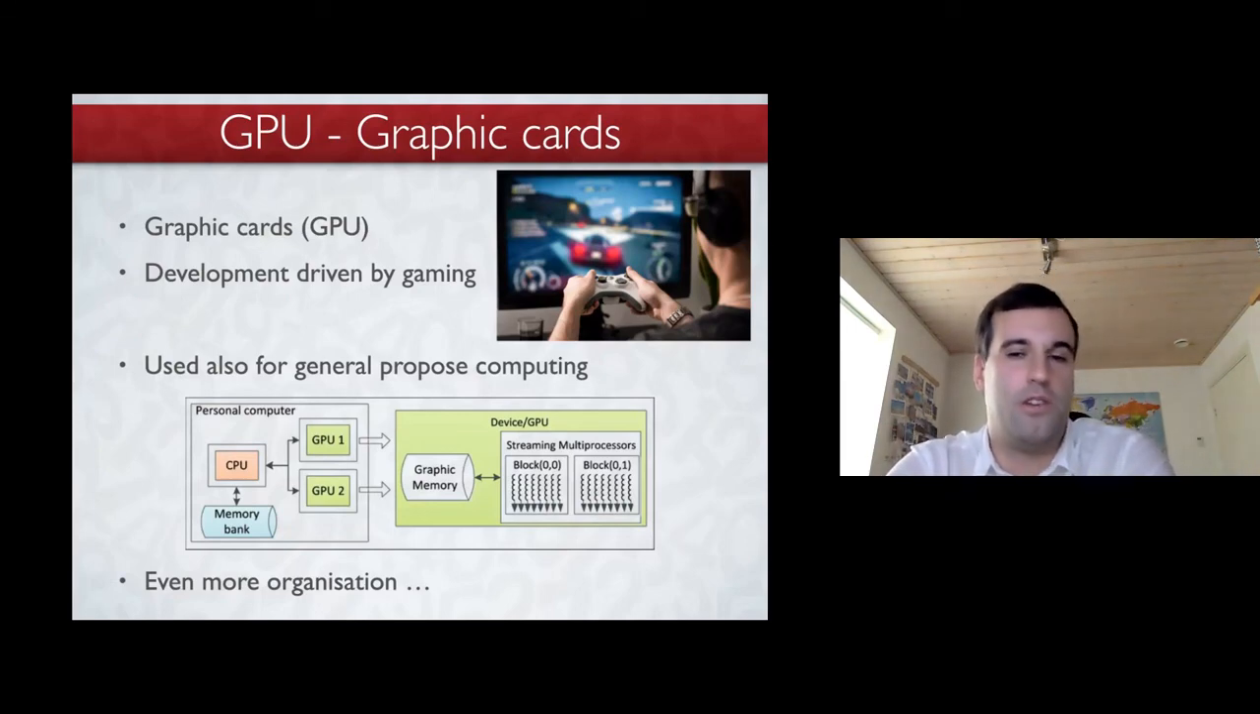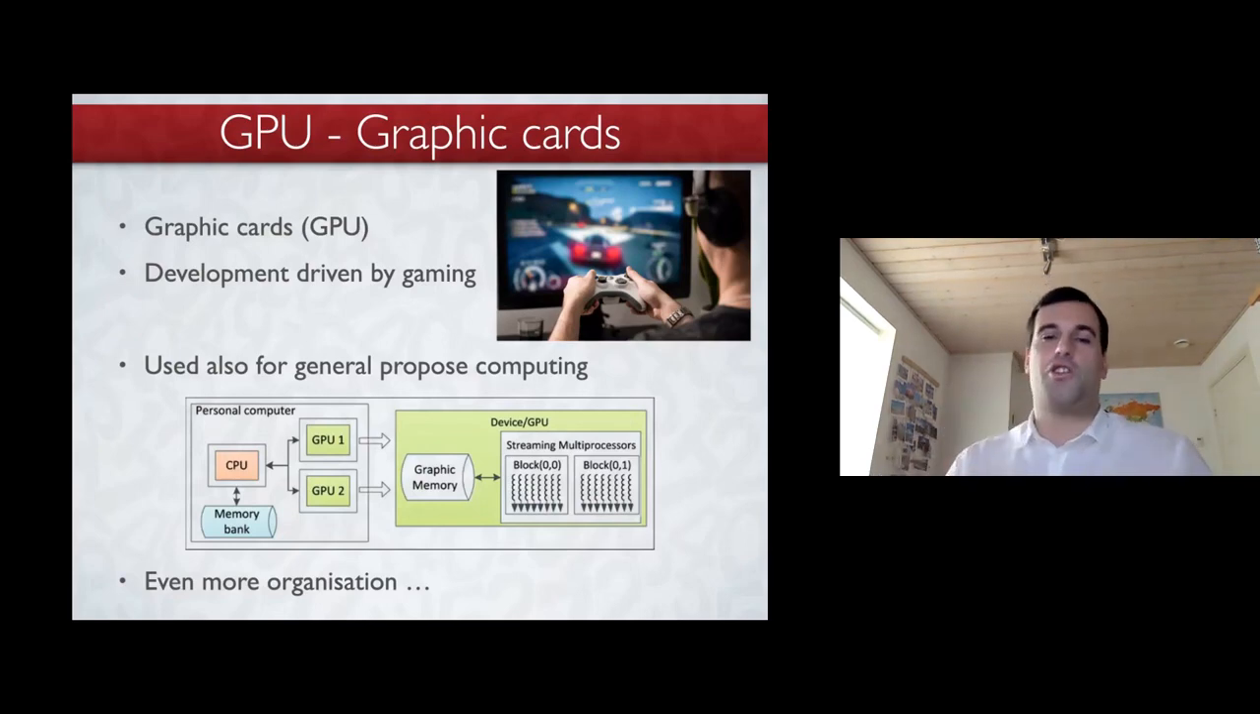And this is what we are interested in. But of course, this requires, as a small sketch shows, that we still have our processor in our memory, and then we have one or two graphic cards, and they have thousands of processors, so we have to organize them and tell them what to do when and how to communicate back and forth.